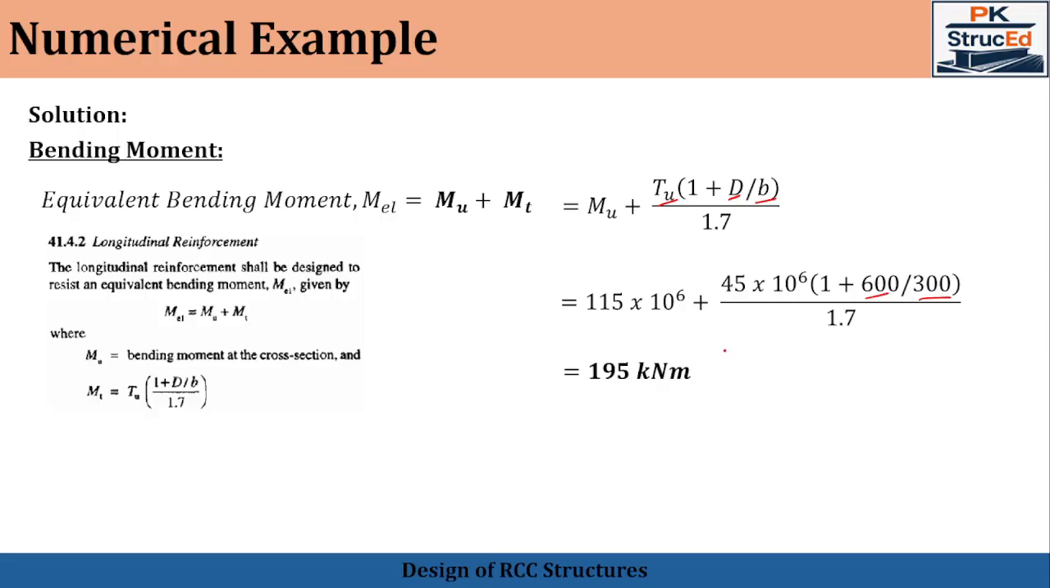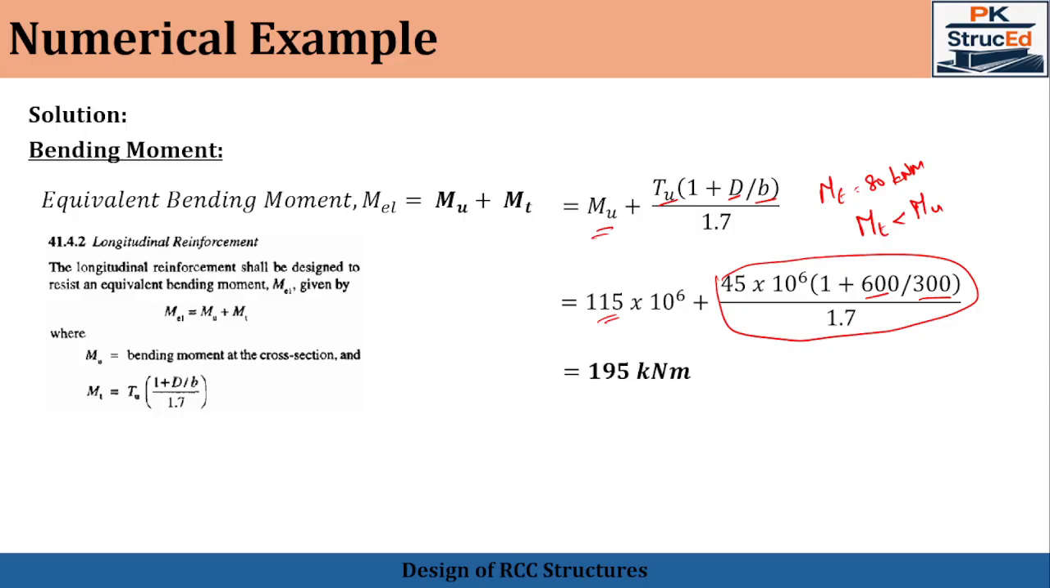In this case, you can see the Mu value is 115. So this Mt value will be approximately 80 kilonewton meter as per this formula, which shows that Mt is less than Mu. In that case, if you are getting this condition, the beam can be designed as a singly reinforced beam. We don't need to provide any compression reinforcement.